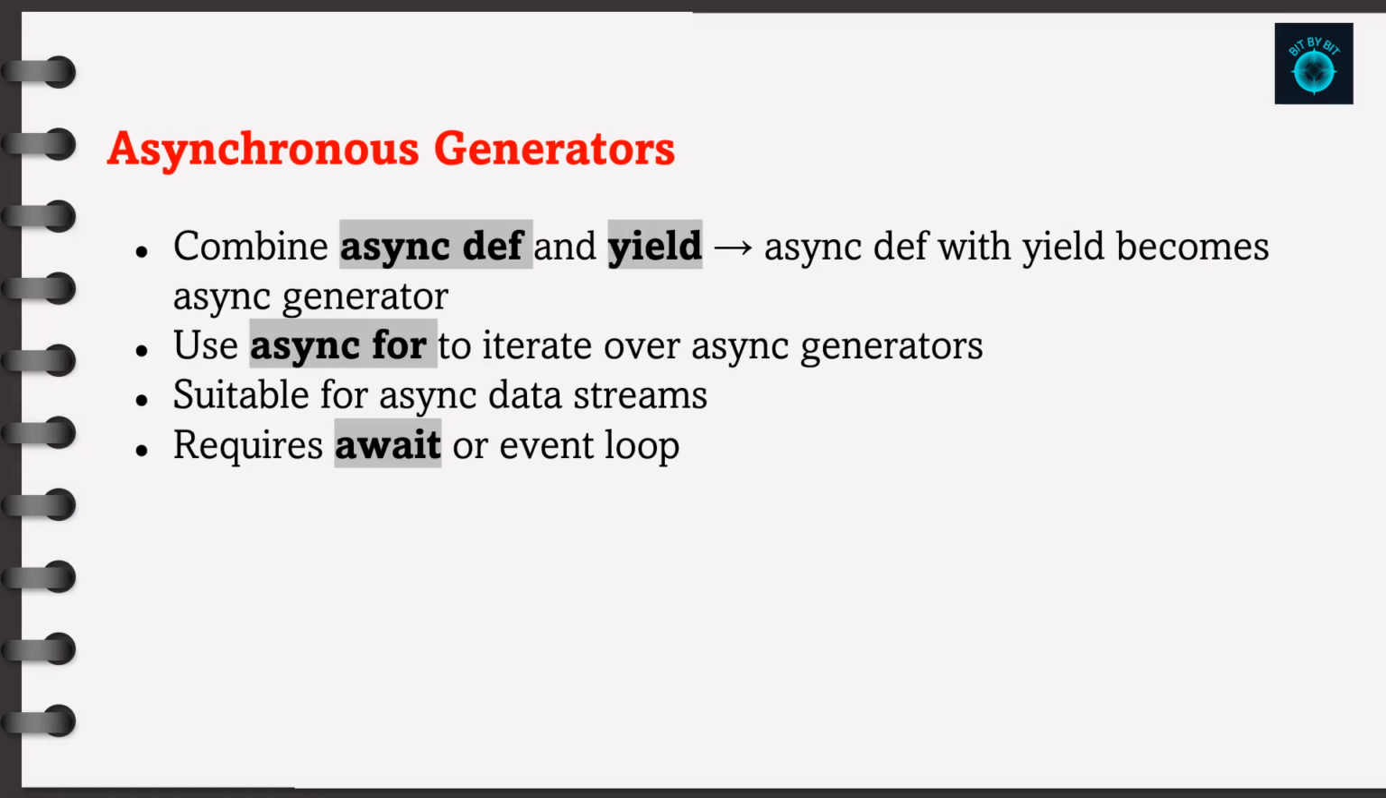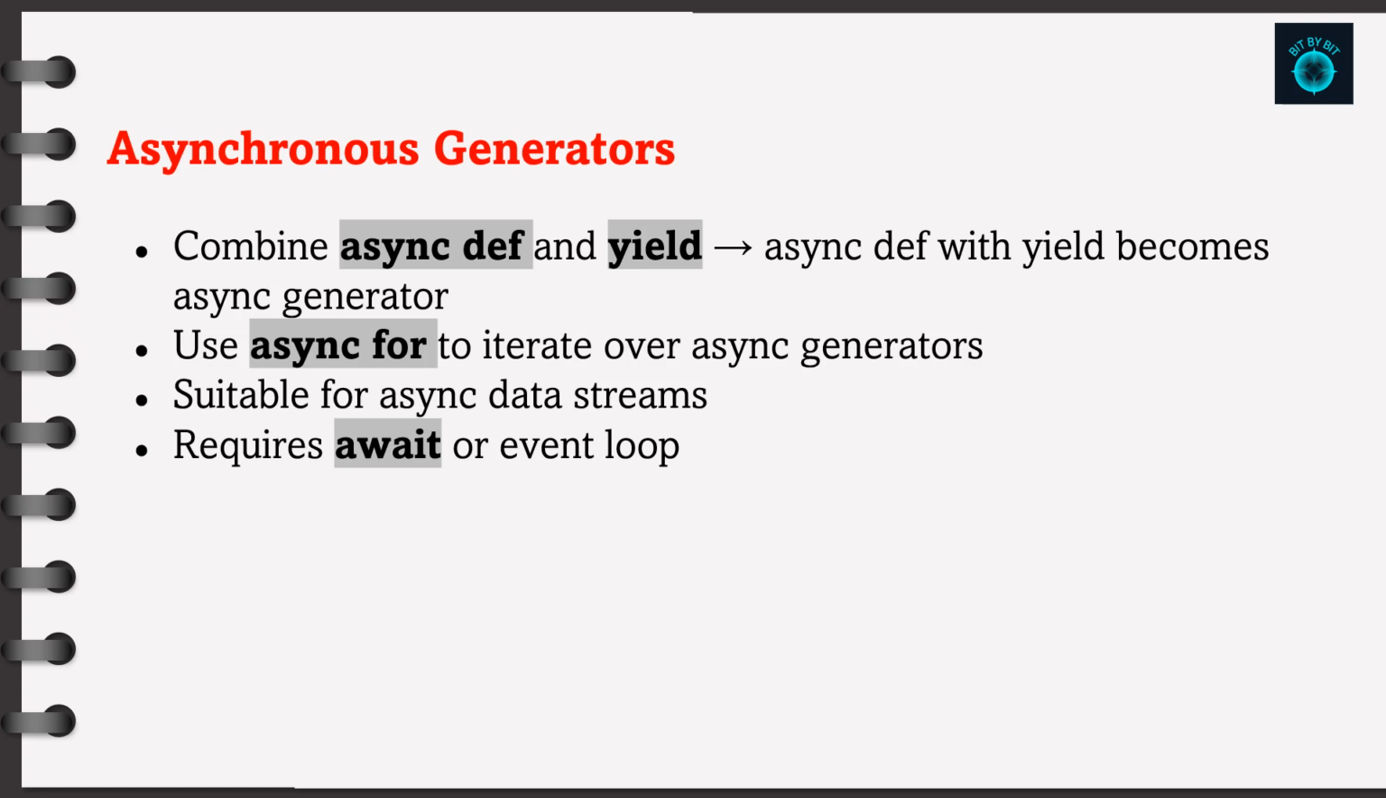Asynchronous generators. Asynchronous generators allow us to yield values from a coroutine, just like regular generators, but with support for asynchronous execution. They are defined using async def combined with the yield keyword. To iterate over them, we use async for inside an asynchronous function. Asynchronous generators are ideal for handling data streams, such as reading from sockets, files, or web APIs, where we don't want to block the program. Since everything runs asynchronously, we must use await or run the async function in an event loop.